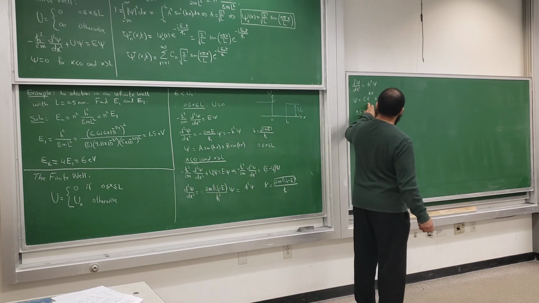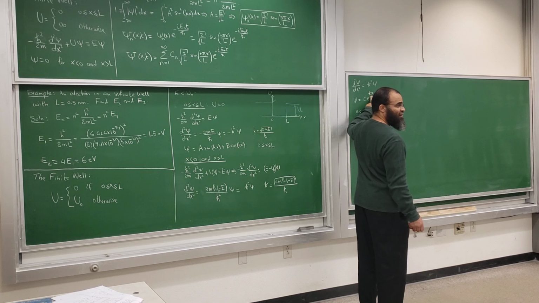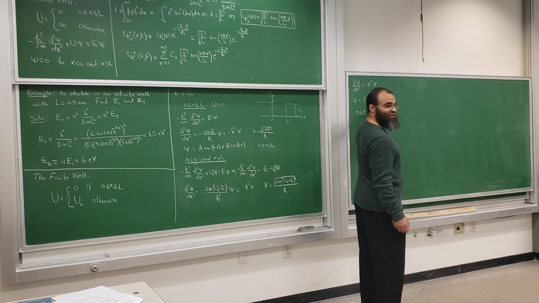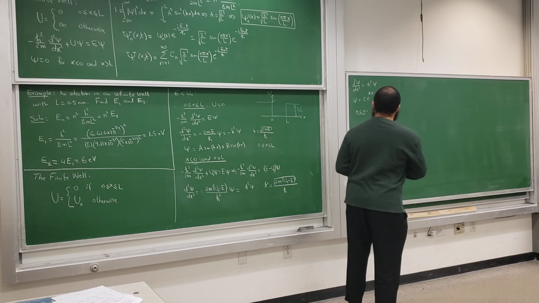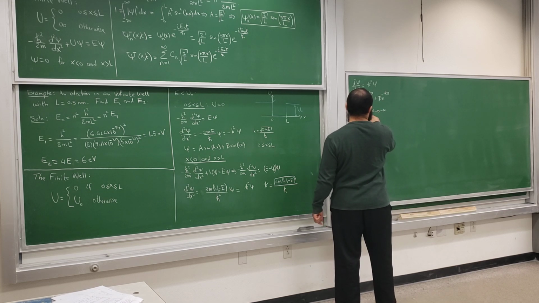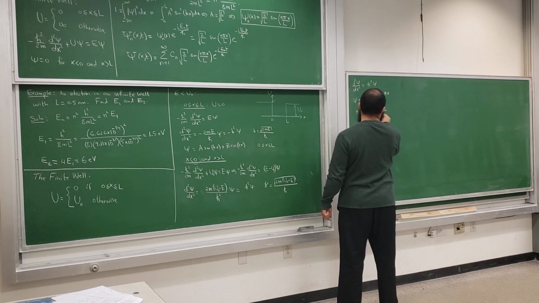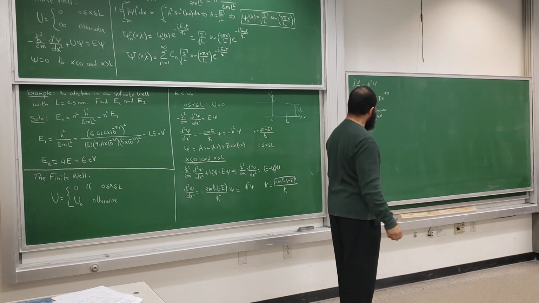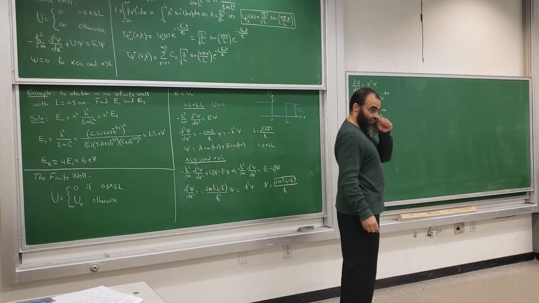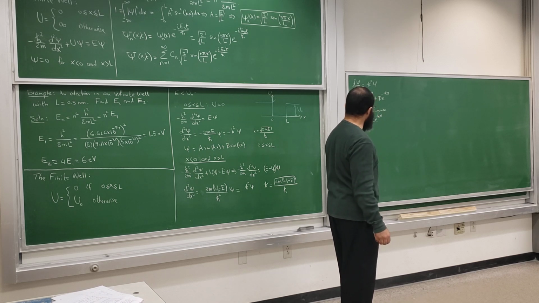So when x goes to minus infinity, e to the minus infinity, is that 0? Yes, it will approach 0. How about here? E to the plus infinity. That will grow without bounds, right? So what we need for this one, psi, is just c e to the kappa x. That's the only one that's acceptable. This one is not physically acceptable.